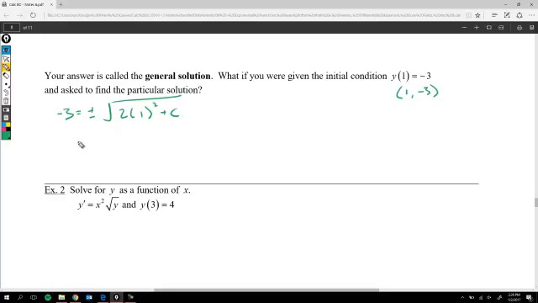Okay, so I can square both sides. This is just going to be 2. I get c to be 7, and so that means that my particular solution is going to be plus or minus square root of 2x squared plus 7, because I solved for c. Right, so this is my particular solution because I do not have a c. I solved for c using my initial condition.